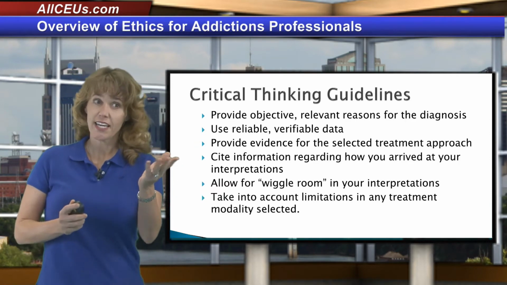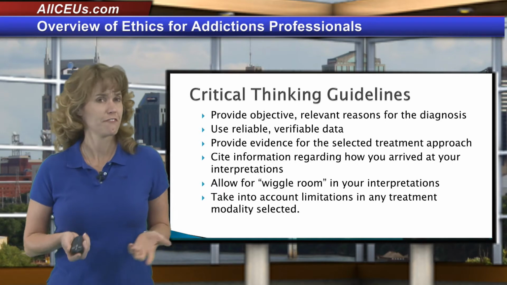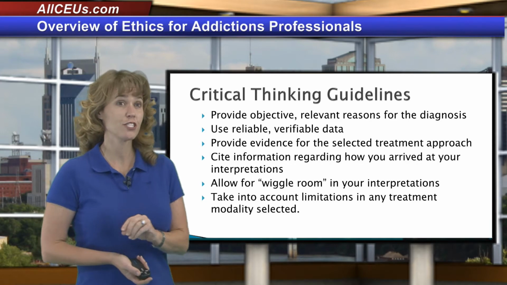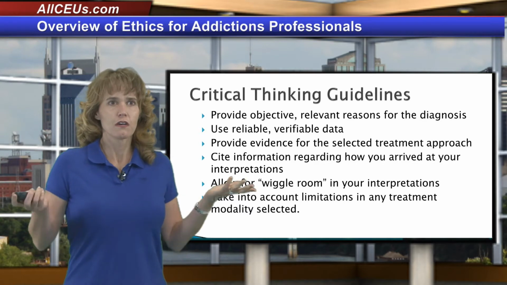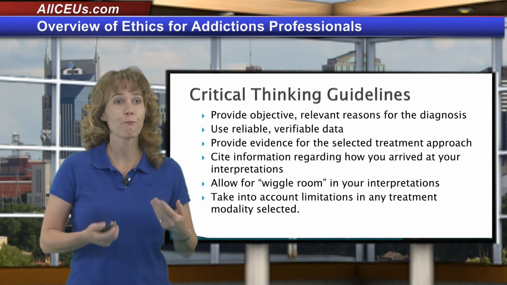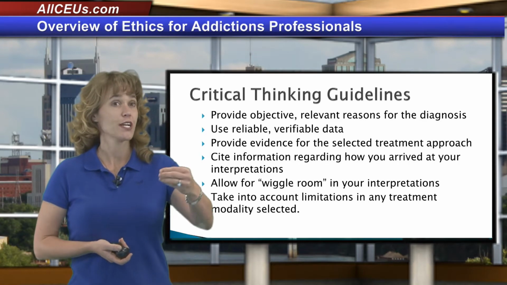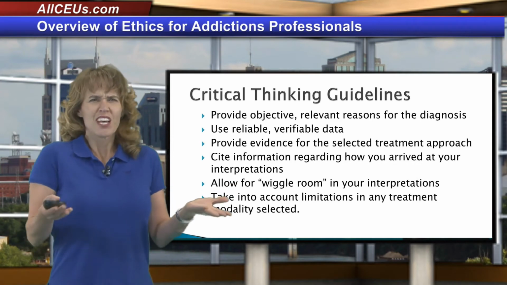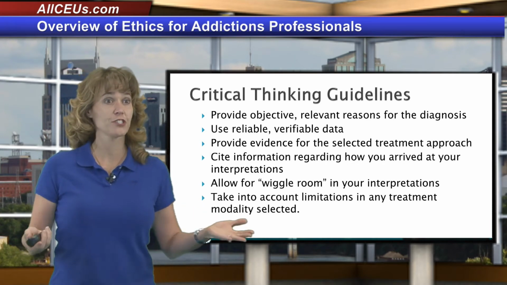Which takes us to critical thinking. I don't like the word critical because it sounds critical. Objective thinking guidelines. Provide objective, relevant reasons for any diagnosis or any interventions you choose to use. Why? Why should I do this? Make sure that you can back it up with information about the benefits of what could happen, the drawbacks to not engaging, or in the case of diagnosis, why do you have to diagnose me? Why do you have to give me this label? And what are the alternatives?